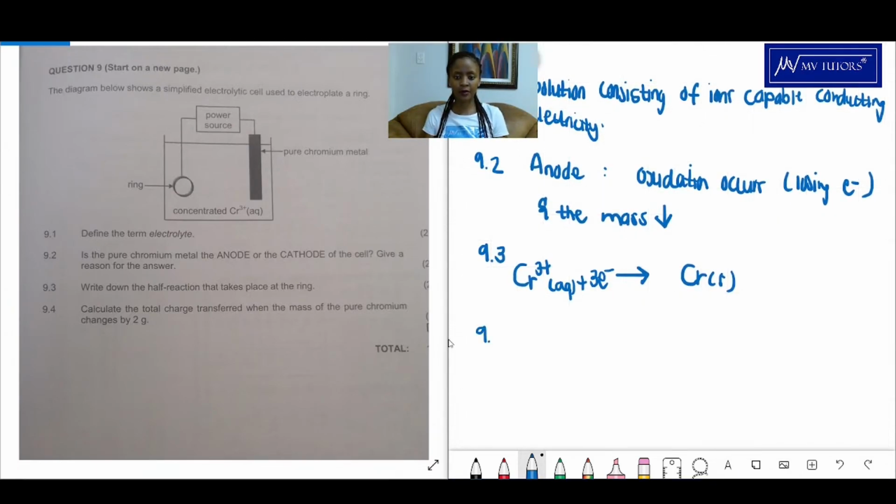And then 9.4: calculate the total charge transferred when the mass of pure chromium changes by 2 grams. Guys, I have to admit, when I looked at this question before, I was like, huh? Because the equations that I know, remember current is equal to charge over time, and I don't have the current. I don't have the resistance or the voltage reading. I probably can get the voltage reading from the table of standard reductions, but I don't have the resistor. So how am I going to get I?